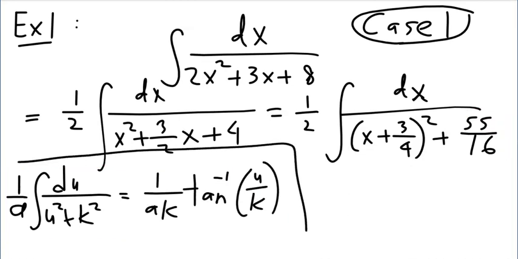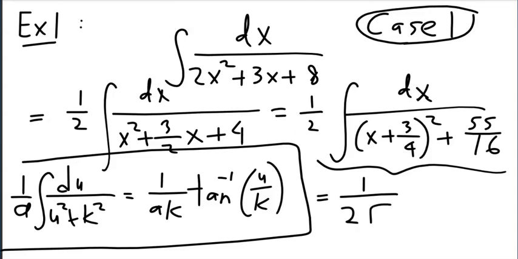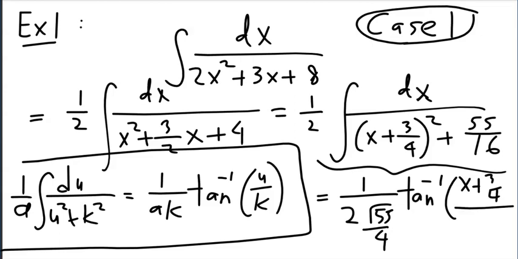Using this result that we wrote down a few minutes ago, the integral can be solved to give quite simply 1 over 2. K is square root 55 over 4. Arctangent of u, which is this entire x plus 3 over 4, over k. K is again square root 55 over 4.